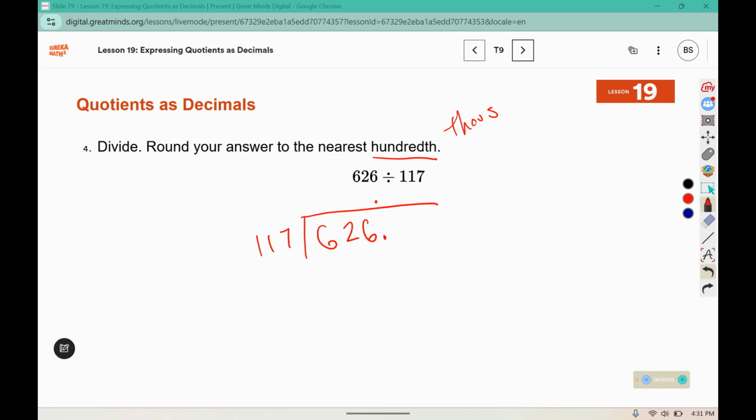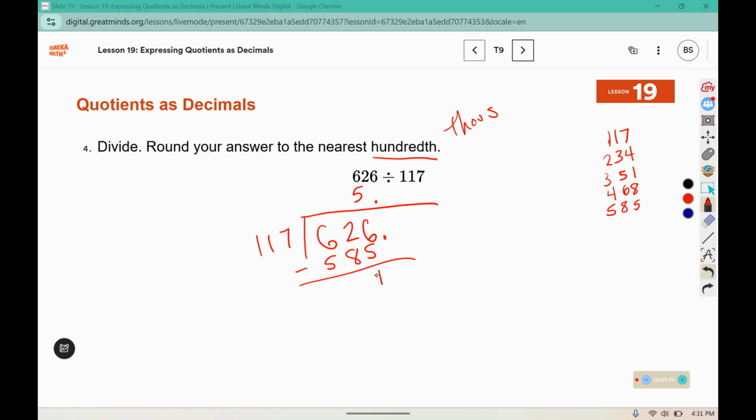So we have 117. That would be 234. If I add a 7, that would give me an 11. 351. 468. 585. So I believe that's 1, 2, 3, 4, 5 of them can fit in.